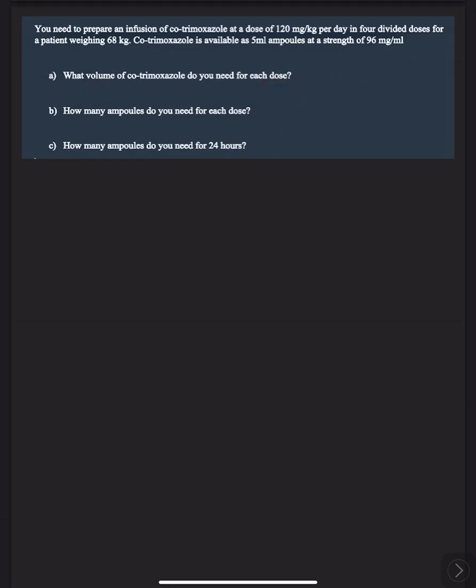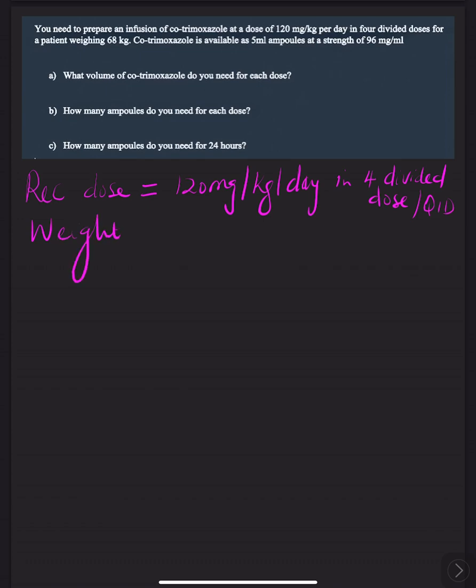Being asked per dose, remember the recommended dose is per day. So we need to remember that. So the way we could work with this question is start breaking the question down here. We got the recommended dose by the doctors or by the book. It's equal to 120 mg per kg per day. And this needs to be given in 4 divided doses, or just QID. That's what it means. How many kilos is our patient?